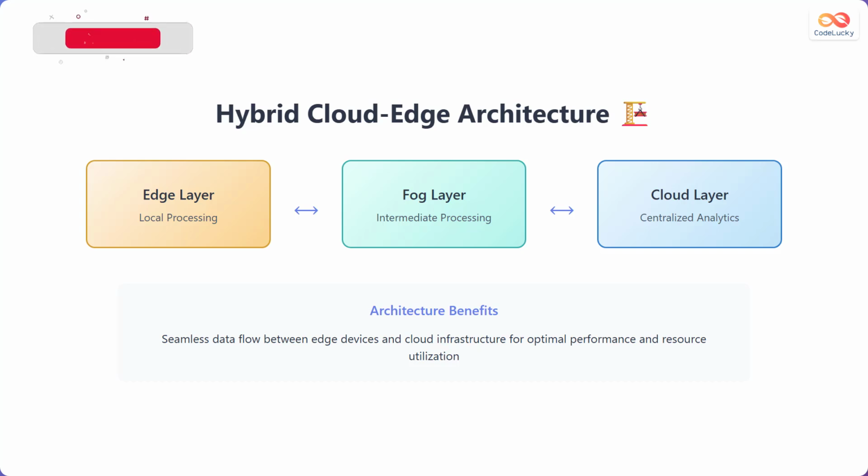Hybrid cloud edge architecture. A hybrid approach combines the strengths of both cloud and edge computing. In this architecture, the edge layer handles local processing, the fog layer provides intermediate processing, and the cloud layer is used for centralized analytics. The data flows seamlessly between these layers. The architecture benefits by enabling a seamless data flow between edge devices and cloud infrastructure for optimal performance and resource utilization.